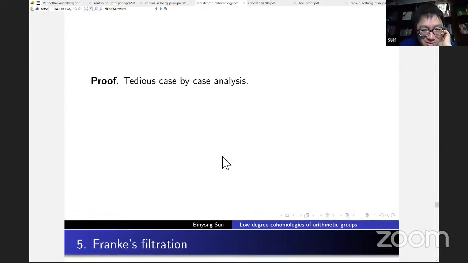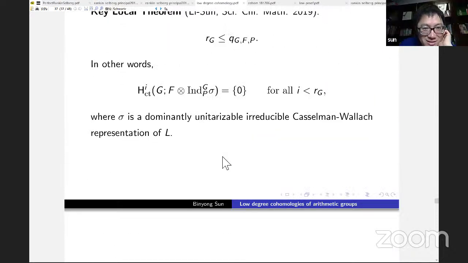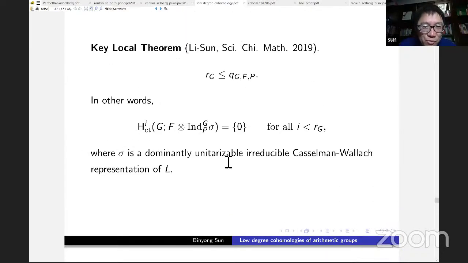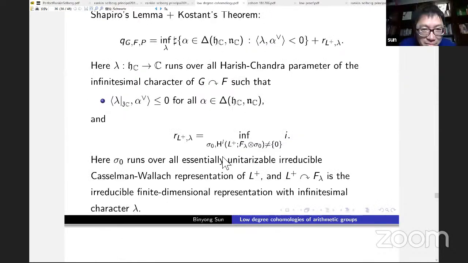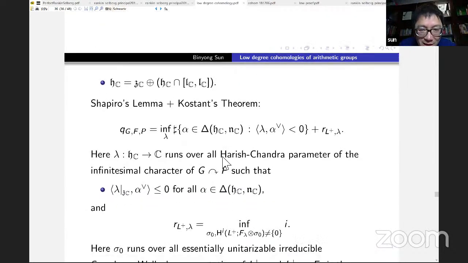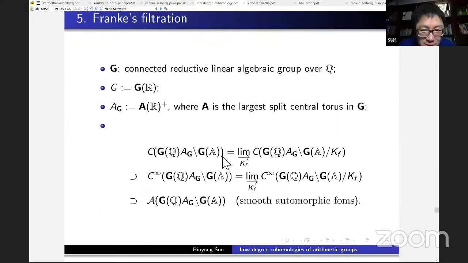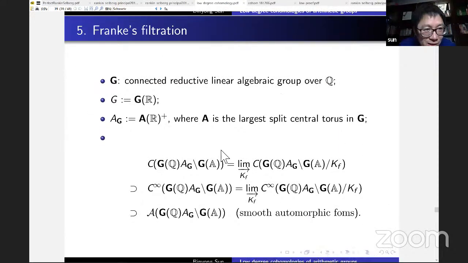This is a little bit complicated. Then given this, all other steps in the proof of the isomorphism of the Borel map are either previously known or easy. This is to use Franke's filtration. So let me review some important results of Franke.